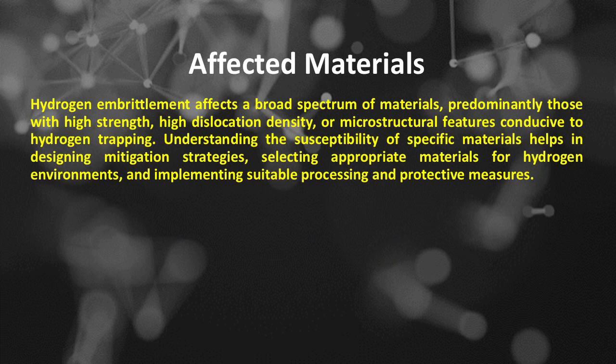Hydrogen embrittlement affects a broad spectrum of materials, predominantly those with high strength, high dislocation density, or microstructural features conducive to hydrogen trapping. Understanding the susceptibility of specific materials helps in designing mitigation strategies, selecting appropriate materials for hydrogen environments, and implementing suitable processing and protective measures.